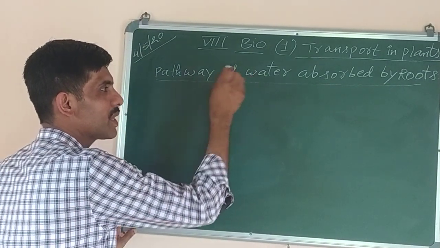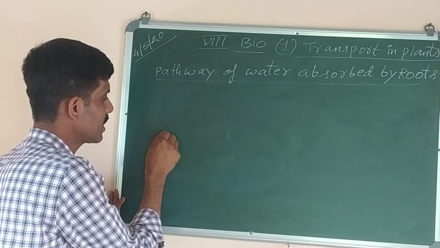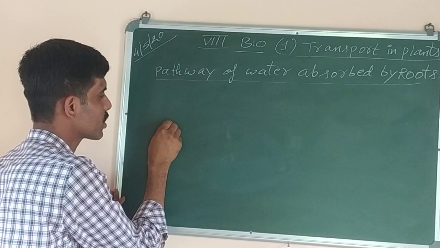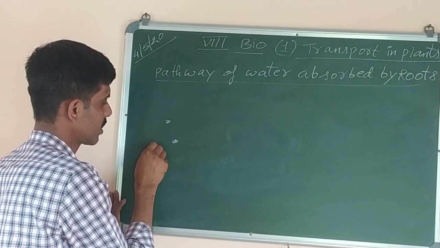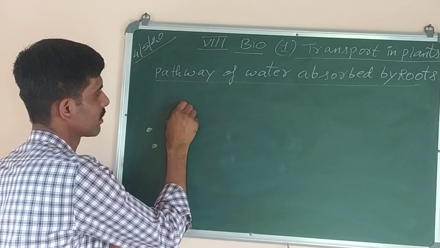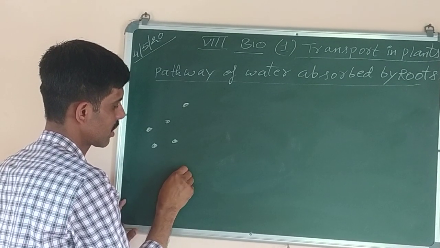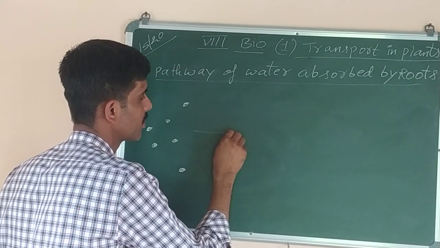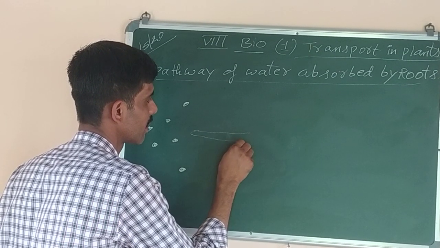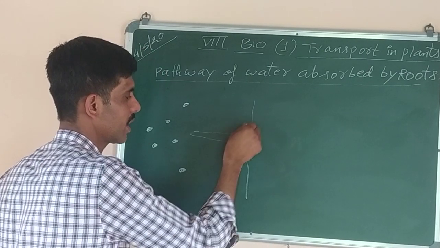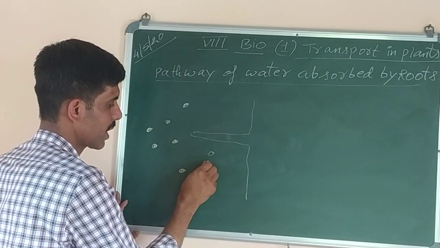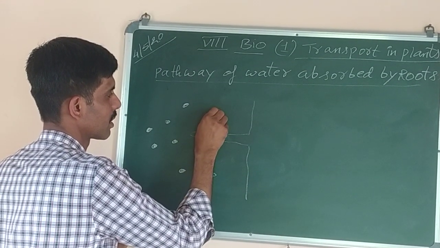Like the water which is available to the plants, it is present in the form of, like this is the soil particle. I am drawing the soil particle, okay, first. So these are the soil particles. Okay. Now this one is one of the root hair. Alright. What is it? It is a root hair, and these are the soil particles. Got it?